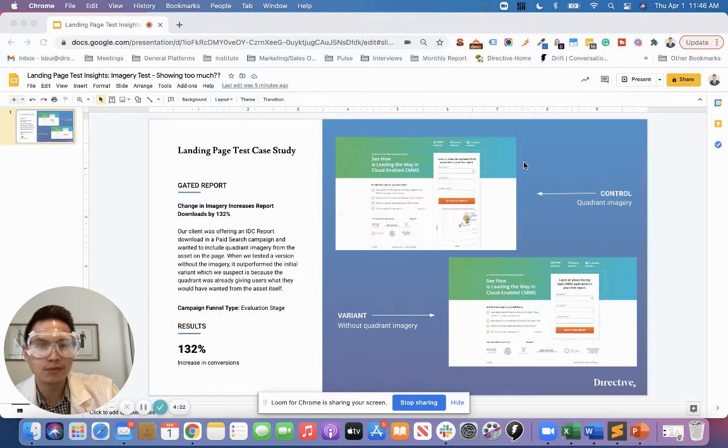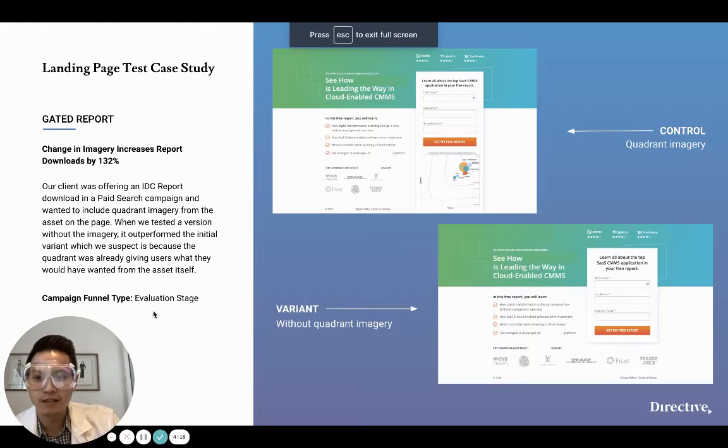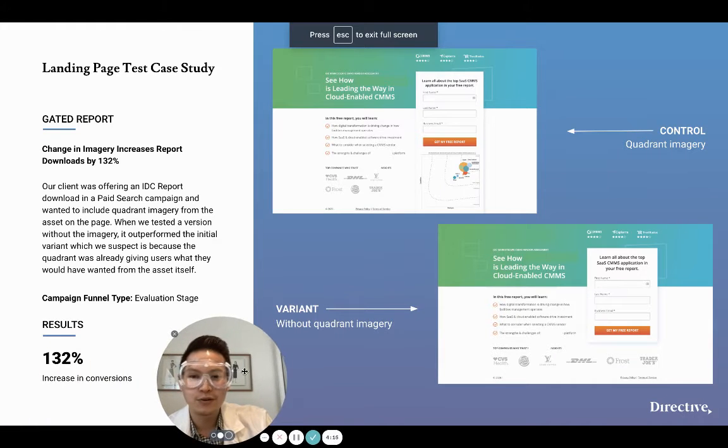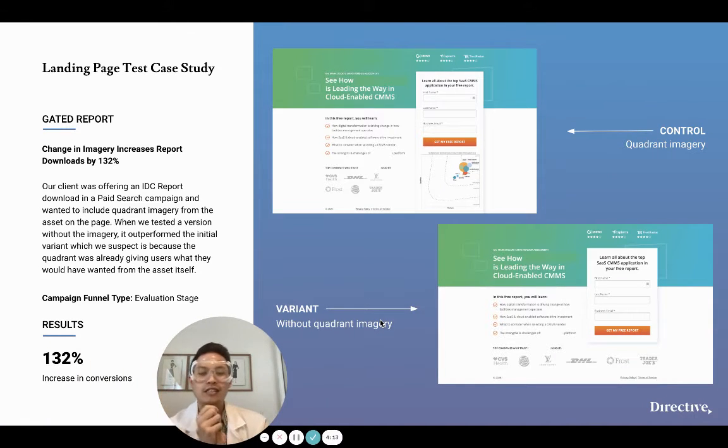So I'm going to blow up this screen a little bit, walk through the test we ran, and move my face. Cool. So we wanted to test the hypothesis of including the visual or not including the visual, which one would have a better conversion rate. Our hypothesis was that if you don't include the visual, you may have a higher conversion rate because you're not giving away as much information.